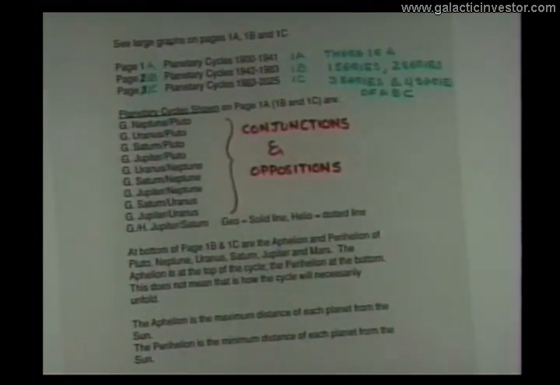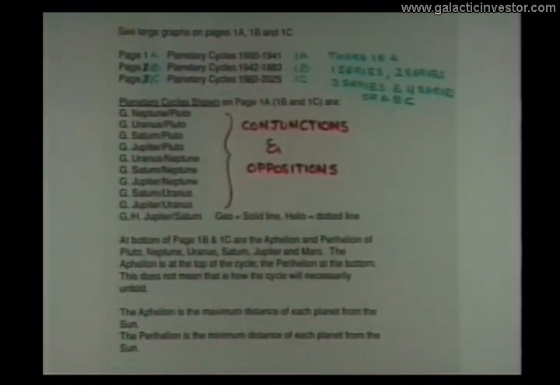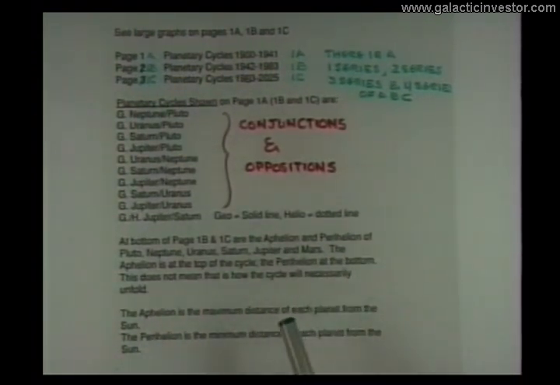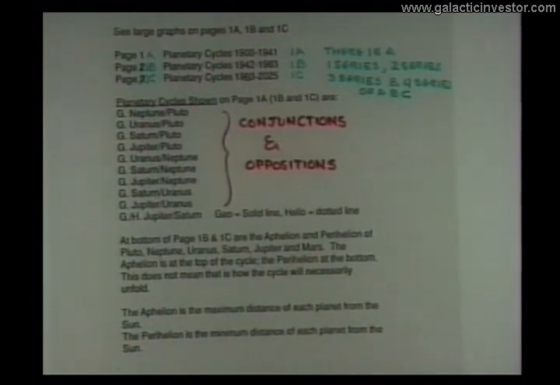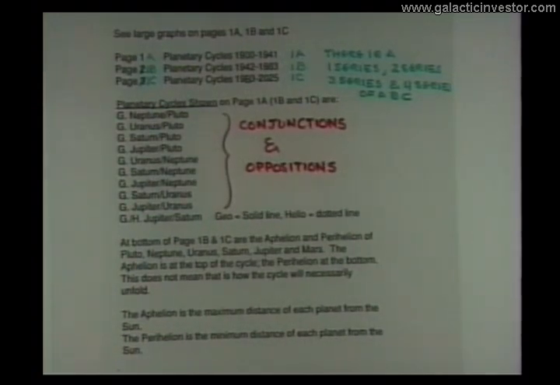At the bottom of this page, let's just read about it first and then we'll go look at it. At the bottom of the page, we're going to see the aphelion and perihelion of Pluto, Neptune, Uranus, Saturn, Jupiter, and Mars. And again, I've given the aphelion the top of the cycle and the perihelion the bottom of the cycle. For those of you who don't know what an aphelion and perihelion is, the aphelion is the maximum distance of the planet from the sun, and perihelion is the minimum distance. And you have that written on there so you know what it means for future reference.